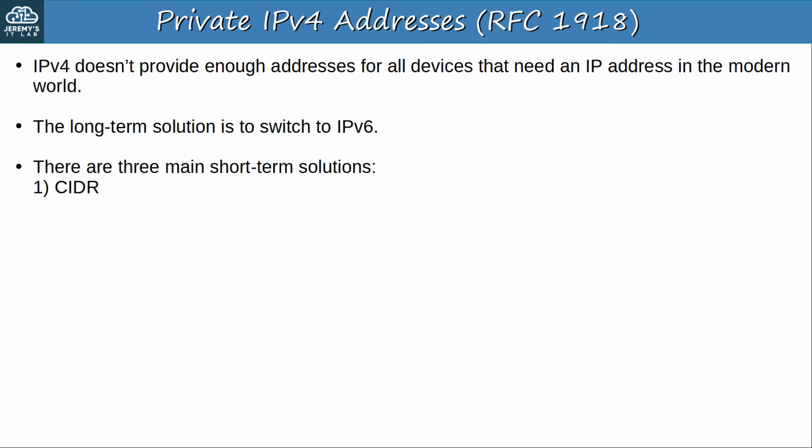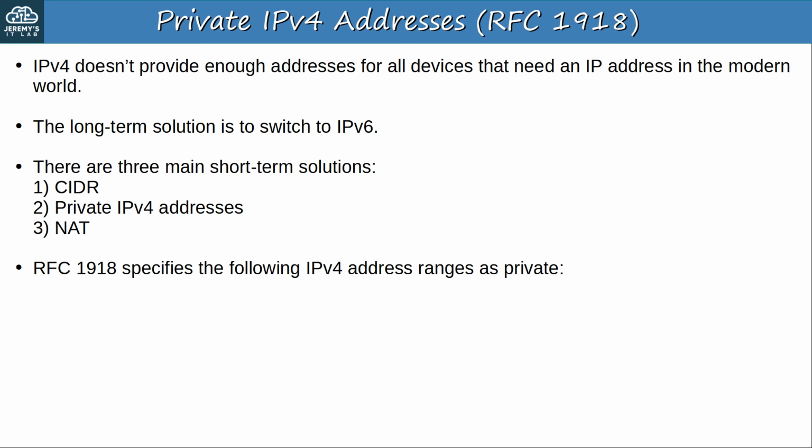The first one, which you already know, is CIDR, classless interdomain routing. With CIDR, we can forget about the rigid IPv4 address classes, and are free to use any prefix length with any address. No need to think about classes. Then there are 2 other very important solutions which I will cover in this video: private IPv4 addresses and NAT.